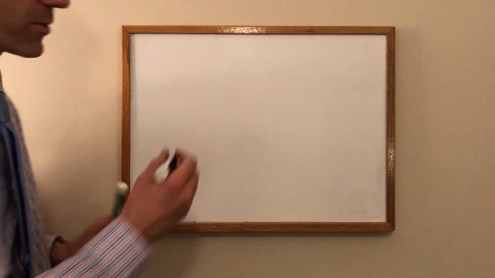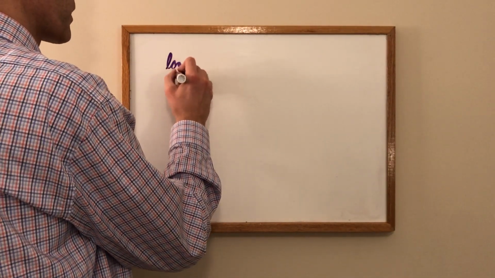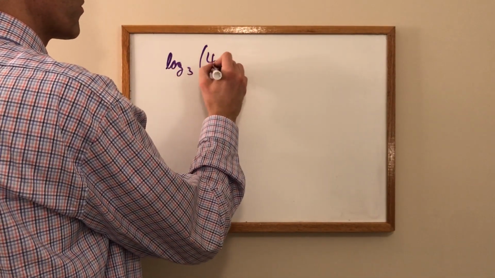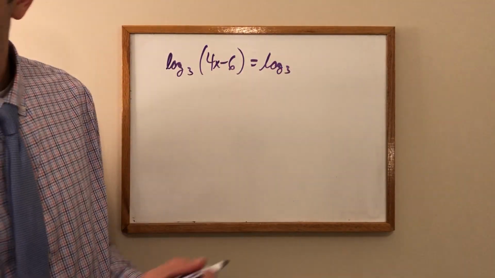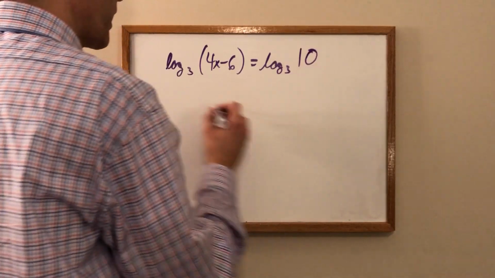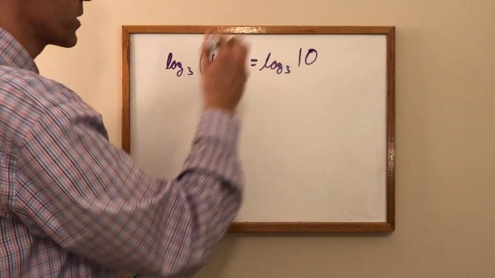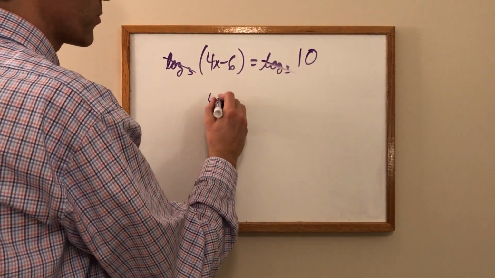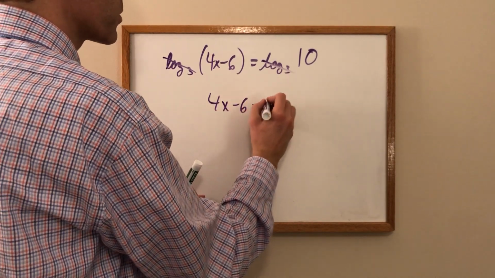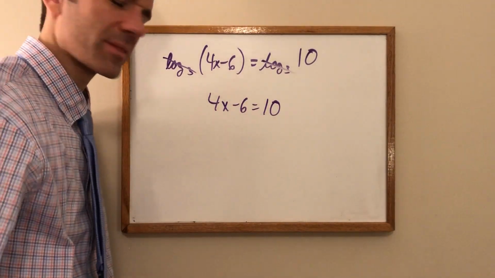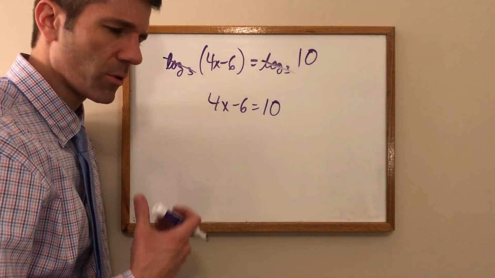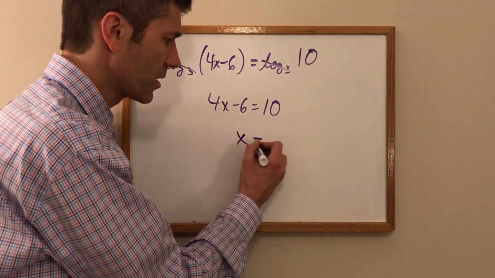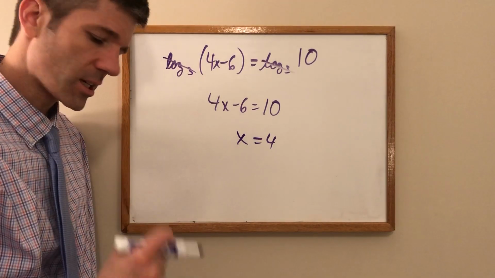Log base 3 of 4x minus 6 equals log base 3 of 10. All right, 3 to this equals 3 to this, so cancel, cancel. 4x minus 6 equals 10. Can we do this in our head? Let's do it. You add 6 to 10, you get 16. 4x equals 16. 4 times something gives me 16. It must be 4. Got it.